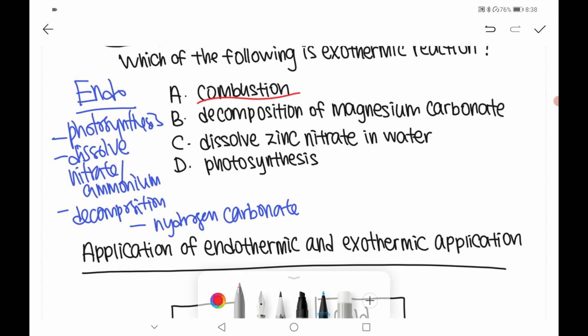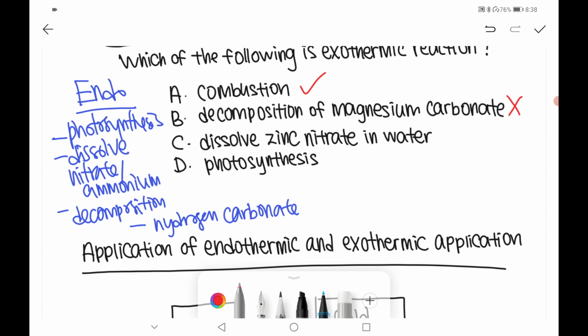So look at combustion. Is combustion in these 4? No, combustion is not in these 4, so it is exothermic. So look at B, decomposition of magnesium carbonate. Decomposition is inside the 4 things here, so it is endothermic.